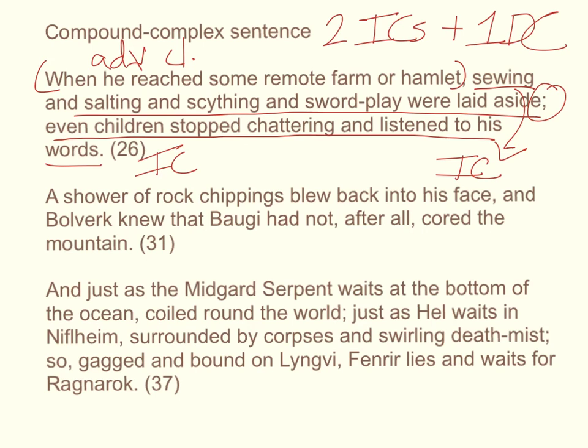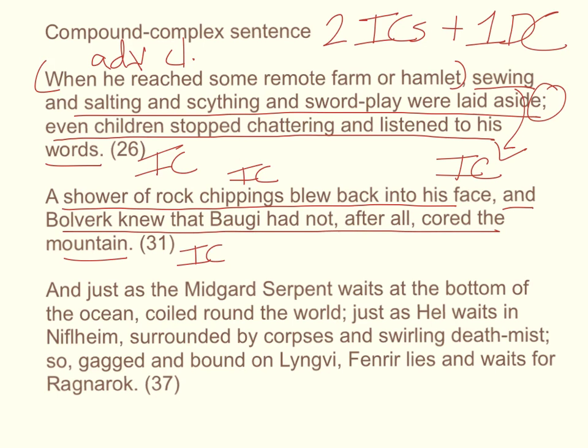A shower of rock chippings blew back into his face. Here's an independent clause. And Bulwark knew that Baugi had not, after all, cored the mountain. Second independent clause extends the rest of it, so we need to look for a dependent clause within one of these independent clauses. And we've got it right here, that Baugi had not. And the kind of dependent clause that is contained within independent clauses, actually pretty much always, is a noun clause. It's acting as the direct object there. That is what Bulwark knew.